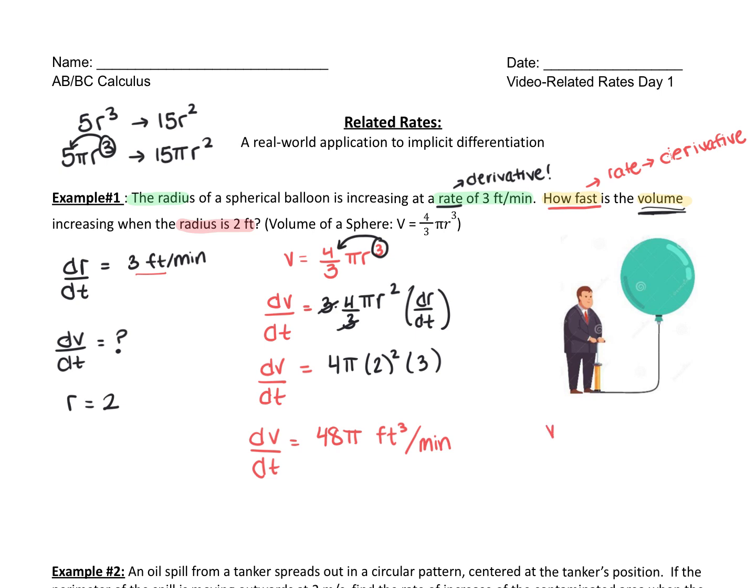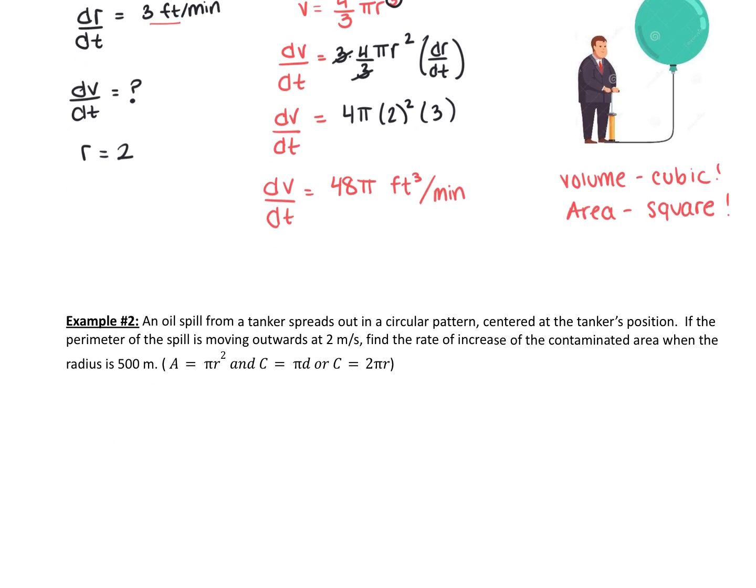So again, volume is cubic meters or cubic feet. We have area, which we know is square meters or square feet. So that will just help you with your units. Okay, let's take a look at example number 2.